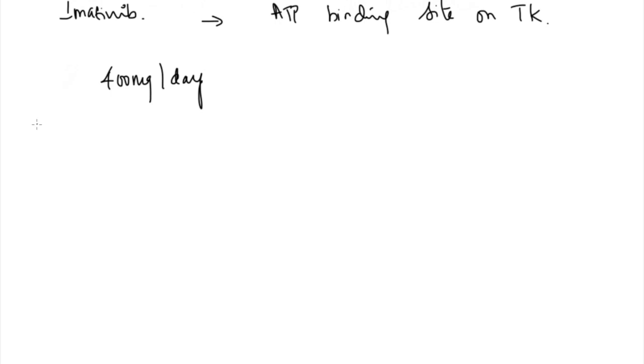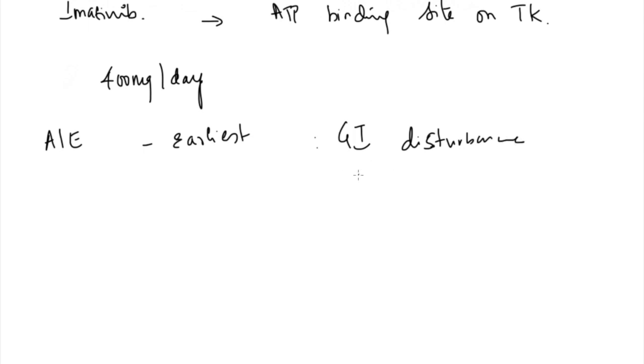Fine. Let's say we start the drug. As soon as you start the drug, what is the earliest adverse effect? The earliest adverse effect is going to be GI disturbance. That's going to be your nausea, vomiting, and such features. If you use it for a long term, then the side effect is going to be edema. So the patient is going to be all puffed up. There'll be generalized edema in this patient.